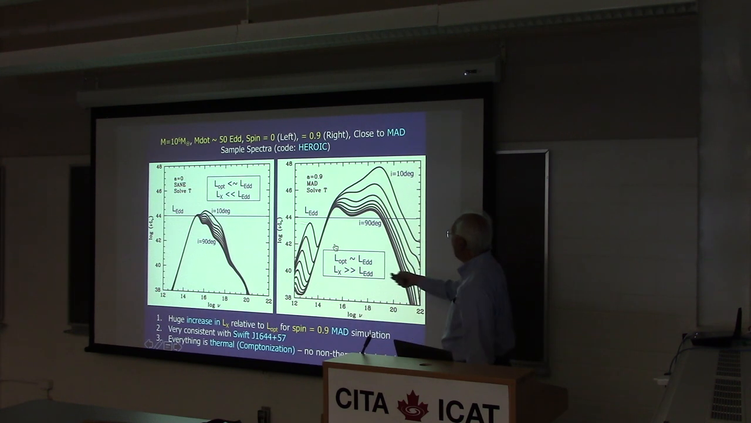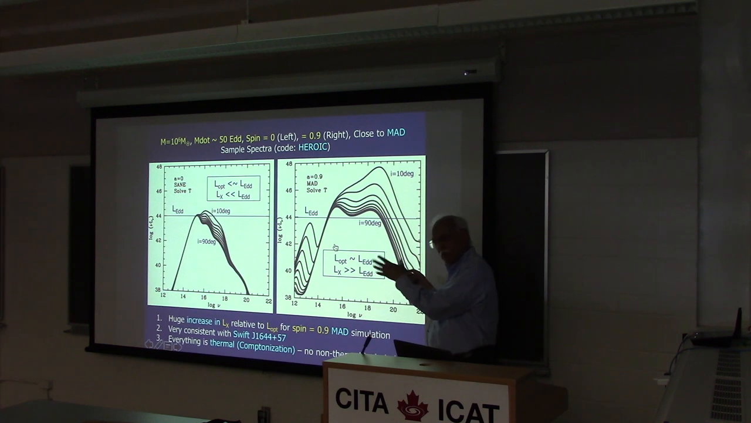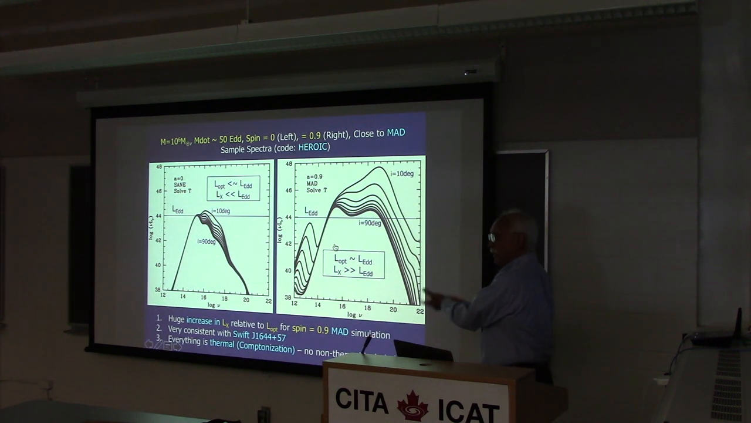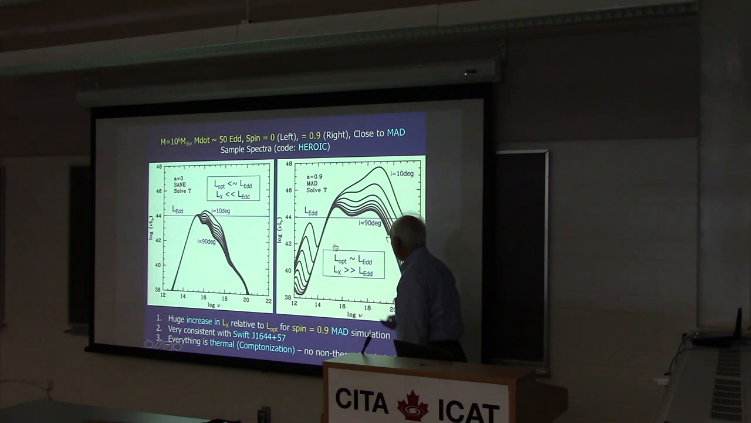This one, on the other hand, is the spinning one with strong field. Look at that spectrum. This is Eddington for this black hole. This one is over Eddington, over five orders of magnitude in frequency, whichever direction you view. And if you happen to be looking down the axis, it's all 10 to the 48 ergs per second in X-rays. Pretty much like this Swift J1644 object. In fact, the spectrum is surprisingly like it, and all you're doing is running a simulation and looking at what radiation comes out.